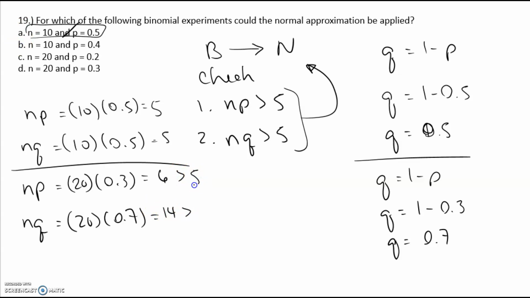Since both of these are greater than 5, okay, so this right here, when you have n is 20 and your probability of success, or p, is 0.3, that's when both of them are greater than 5, which means this binomial distribution now really looks like a normal distribution. And all of these are going to fail. They're going to be less than 5 for both of them. And that's it.